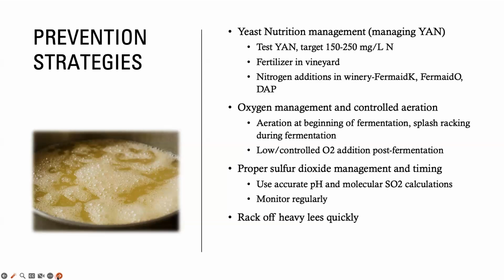We can do winery nitrogen additions, though. That's a good thing. There's lots of products out there. Fermaid K, Fermaid O, and DAP, diammonium phosphate, are the main ones. There are some others as well that are more organic based yeast nutrients. There's like Stimula. Fresh Protect doesn't add any YAN.